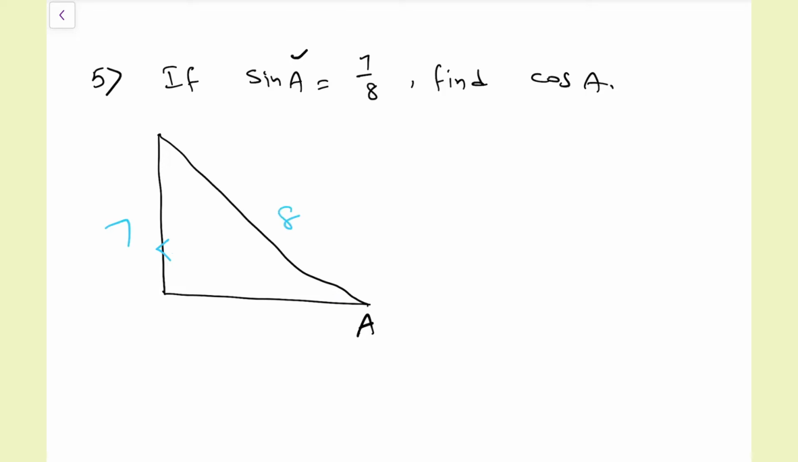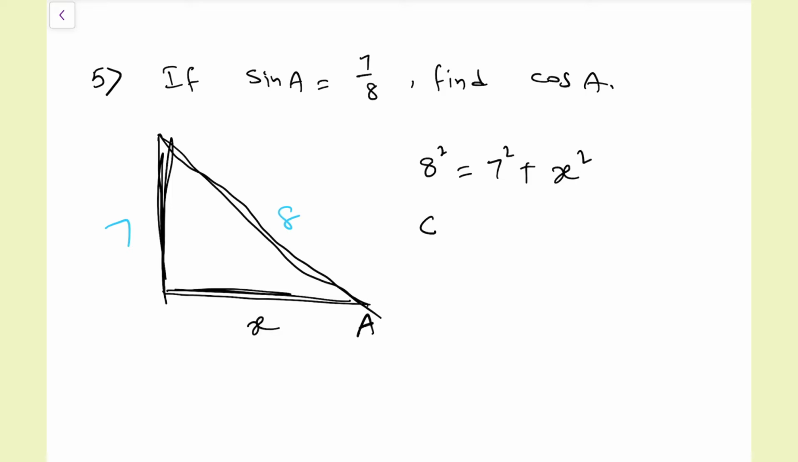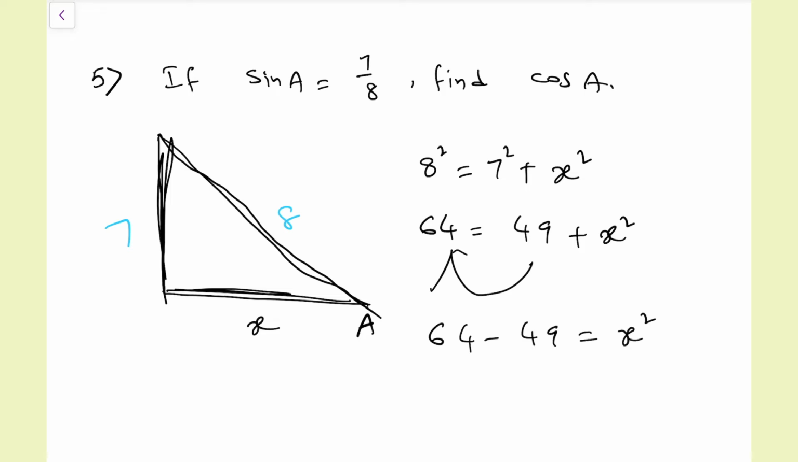Now, according to the question, 2 sides are given, right? So the third side we need to find out by using the Pythagoras theorem. So hypotenuse square equals height square plus base square. Base is not given, so I am taking some x. 8 square 64 equals 7 square 49 plus x square. Taking 49 to the left side, so 64 minus 49 equals x square. Then x square equals 15.